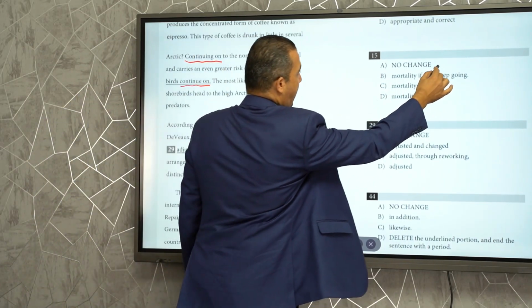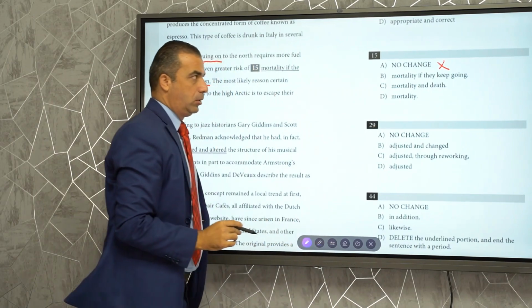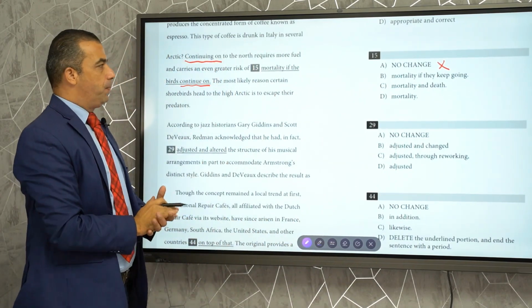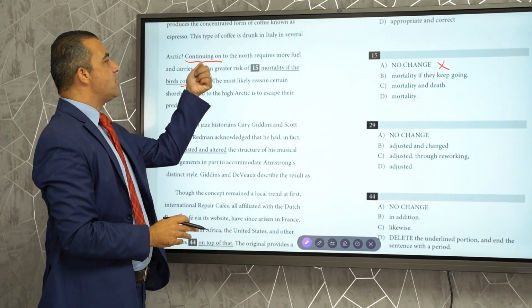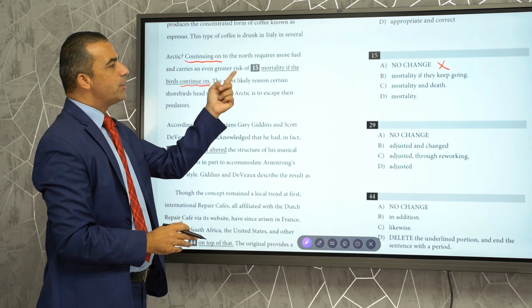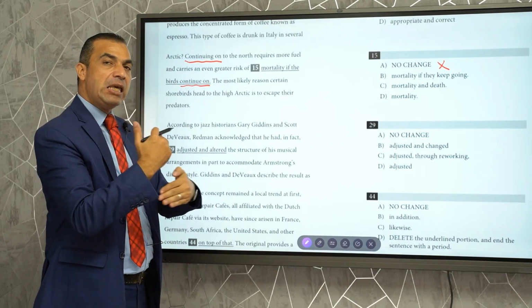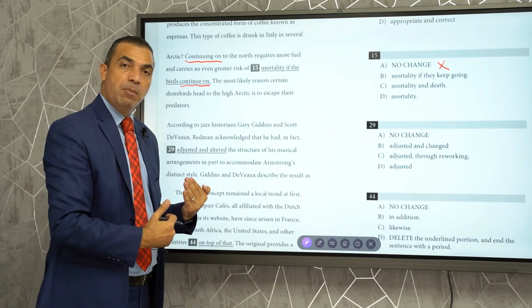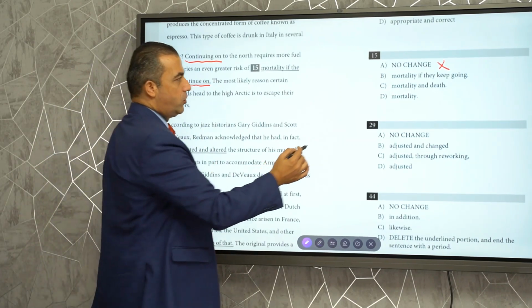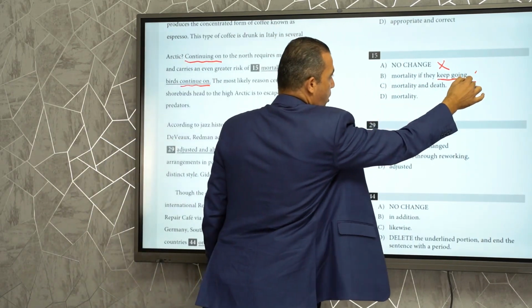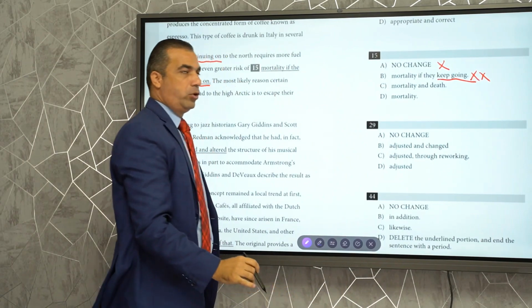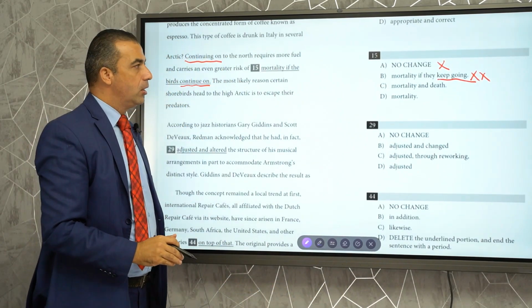So A is wrong. What about B? Can I say, and carries an even greater risk of mortality if they keep going? What's the meaning of keep going? Continue on. So again here, keep going and continue on. Redundancy. I'm sorry, not the right answer.